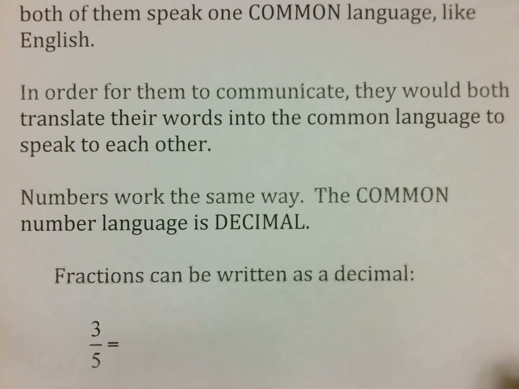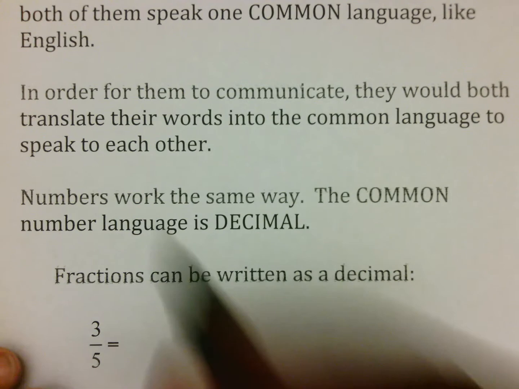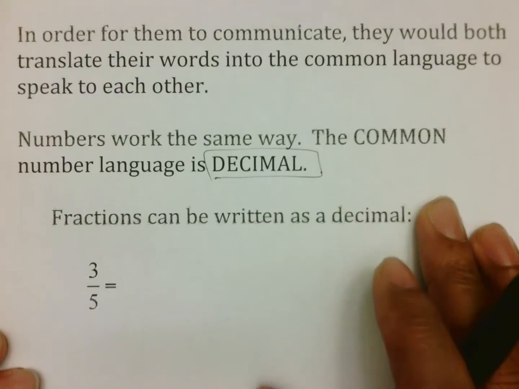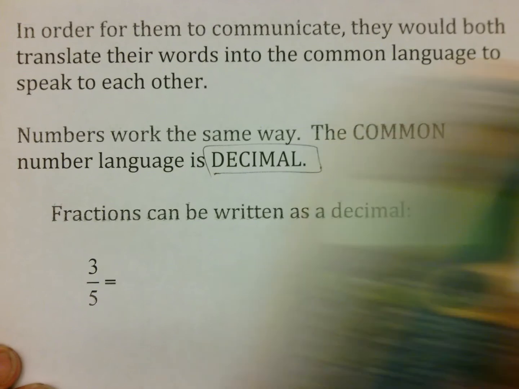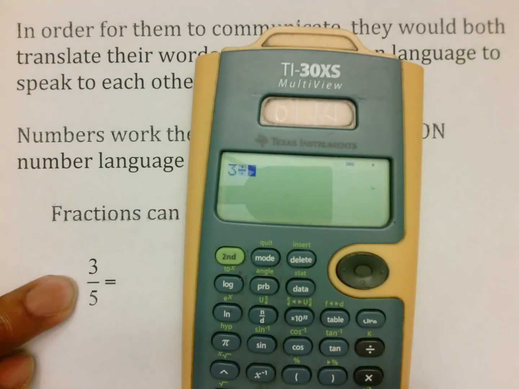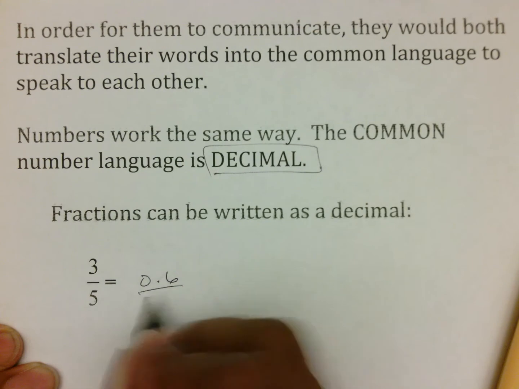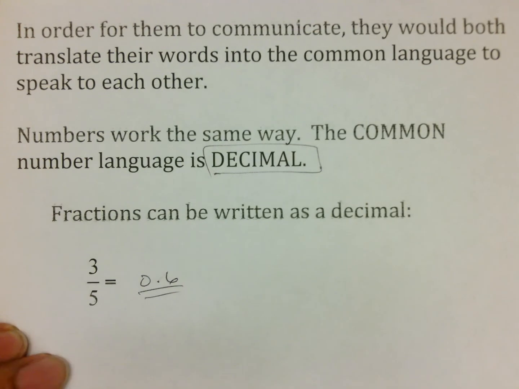Well, numbers work the same way. The common language for numbers is decimal. Fractions can be written as a decimal, as we've seen. If we see 3/5, it means do 3 divided by 5, and notice that we get a decimal, which is 0.6. That is the common language of decimals.